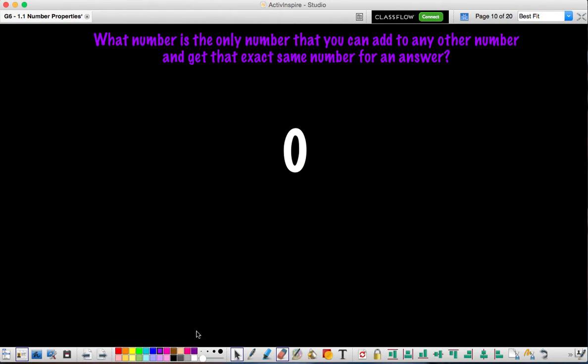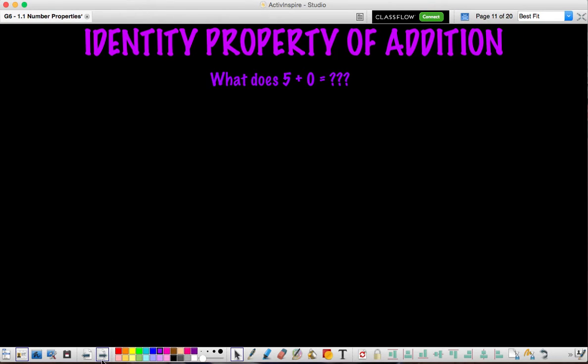If you said 0, you would be correct. So 0 plays a key role when it comes to both addition and multiplication. It's very important to keep the two separate and understand that they do two completely different things when it comes to multiplication and addition. So right now with addition, 0 is involved in the identity property.